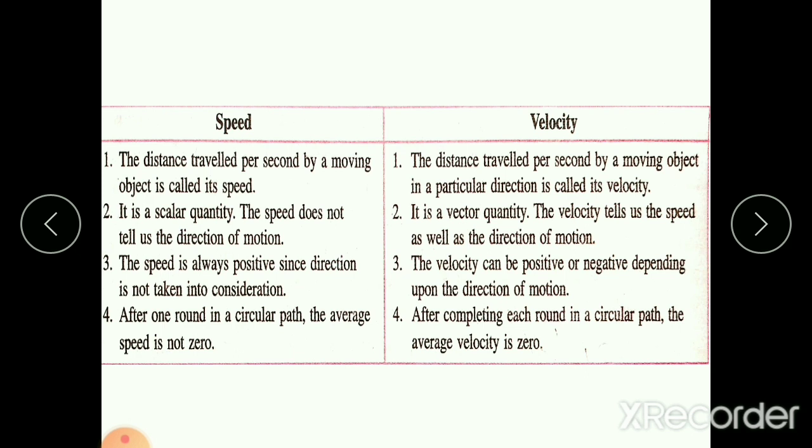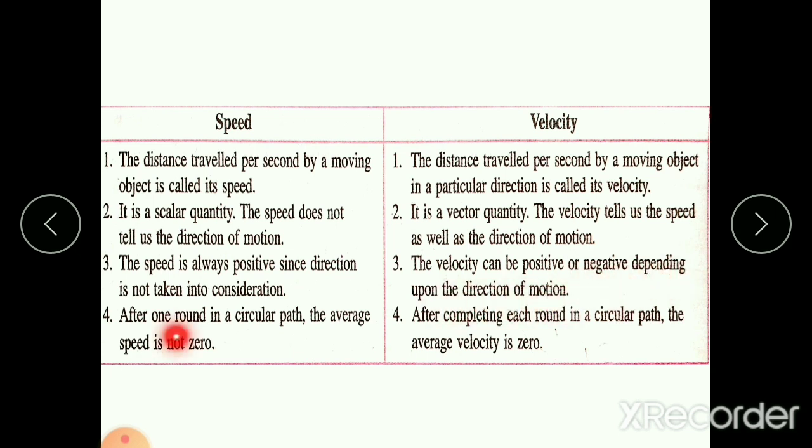Next, speed is a scalar quantity. The speed does not tell us the direction of motion. Velocity is a vector quantity. The velocity tells us the speed as well as the direction of motion. Third one, the speed is always positive since direction is not taken into consideration. But the velocity can be positive or negative depending upon the direction of motion.